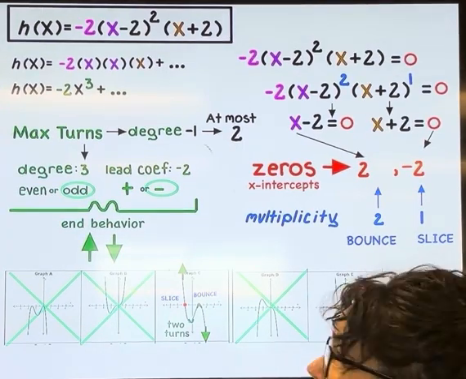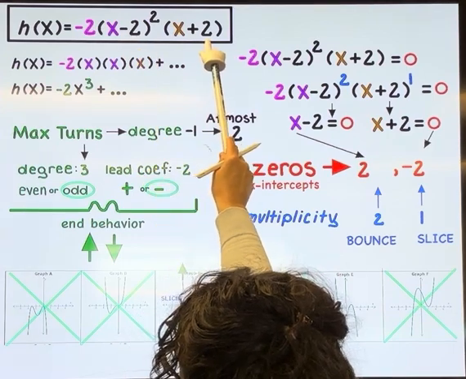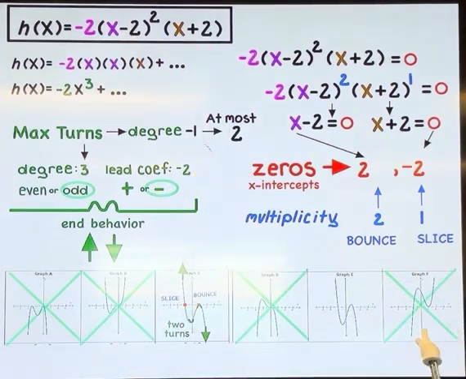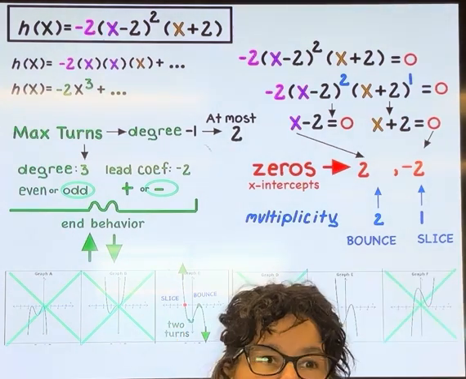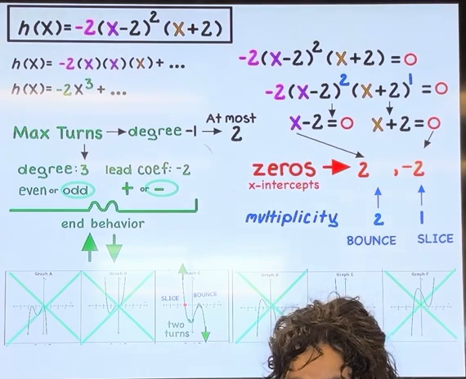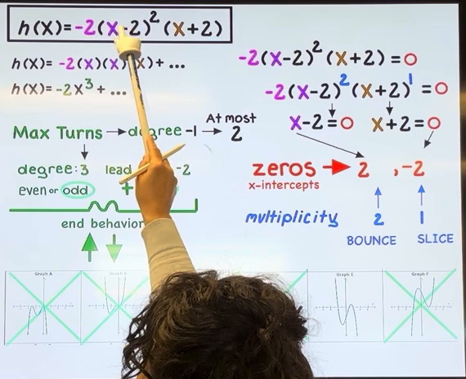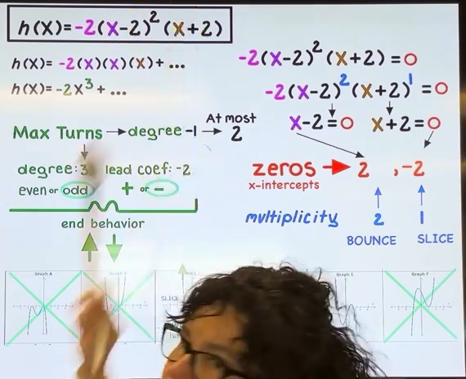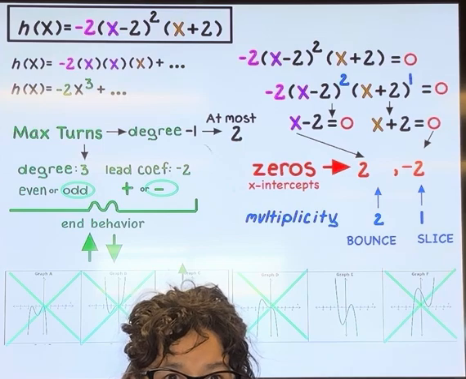I have my function, -2 times (x - 2) squared times (x + 2), and I wanted to pick which graph I have. I already have it written up here to make this video go a little faster. The first thing you want to decide is end behavior, and I would rather not have to multiply -2 times (x - 2) times (x - 2) times (x + 2) just to find out the leading term.